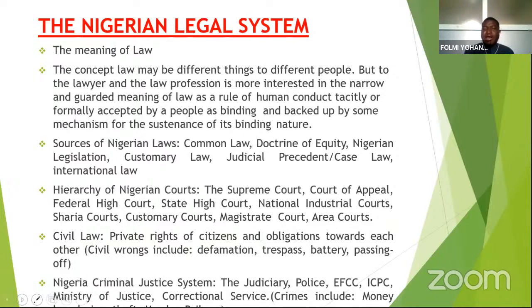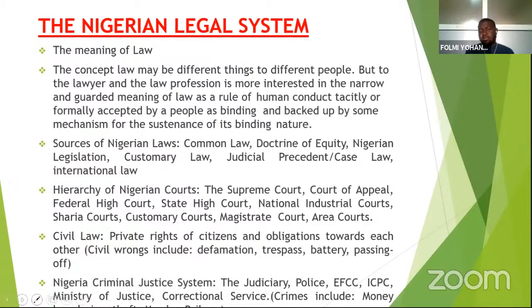So, for instance, we have laws like the recently passed Companies and Allied Matters Act, and we have some bills that have already been passed by the National Assembly, like the Finance Bill of 2020, which, if signed by the president, will become an act. These are examples of legislation that are passed by the National Assembly. We have a lot of other legislation that have been passed by the National Assembly, and they are now part of our laws.